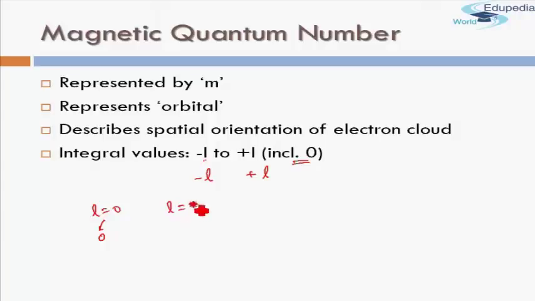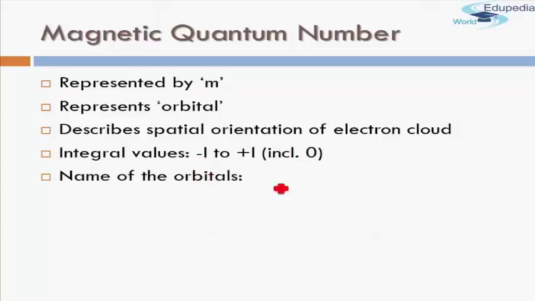Whereas for L equals to 1, it will have values minus L, that is minus 1, 0, and then plus 1 or plus L. Similarly for L equals to 2, it will have values minus 2, next integral value is minus 1, then 0, next integral value is plus 1, and after that it is plus 2. Maximum is plus L, in this case it is plus 2. So on and so forth.